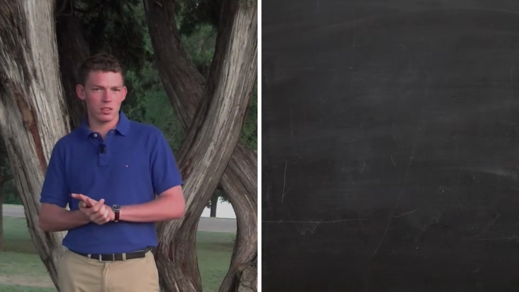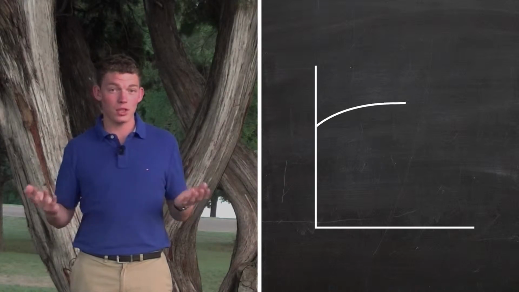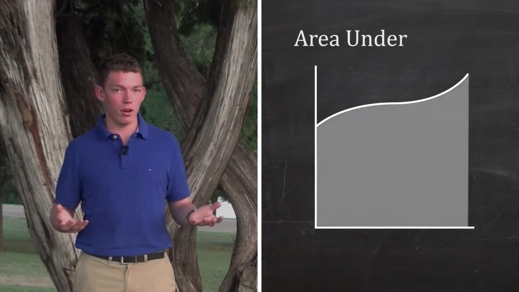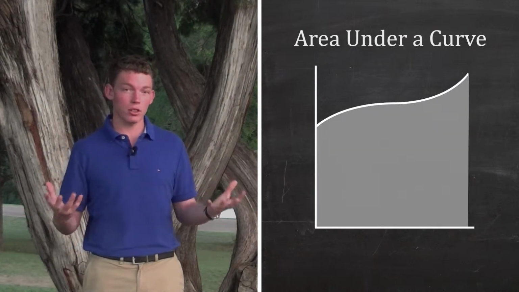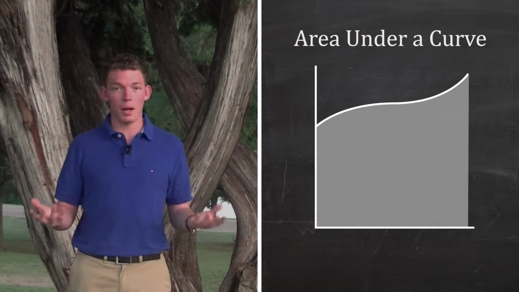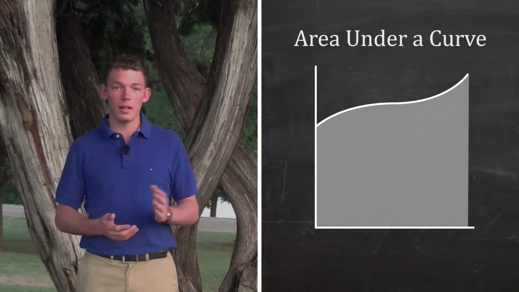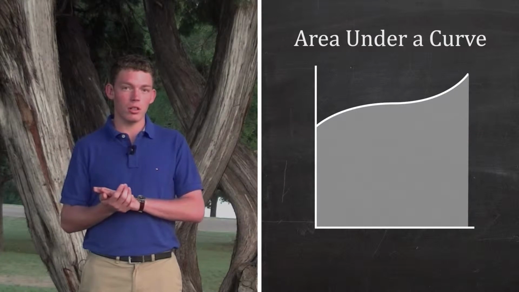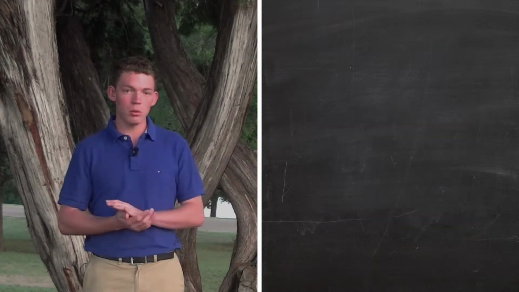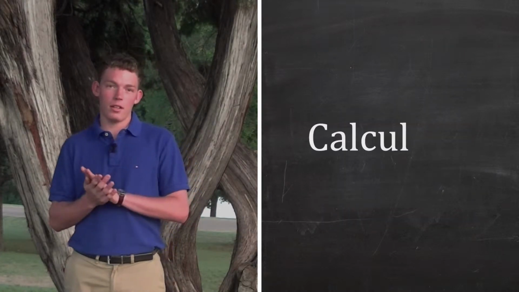So what if I made things a little more difficult and said, all right, now your graph's curved, and you have to find the area under that curved graph. And I'm not talking like a circle that you could just use pi r squared or something like that. It's irregular and it's curved. So what would you do? Well, this is where calculus comes in.